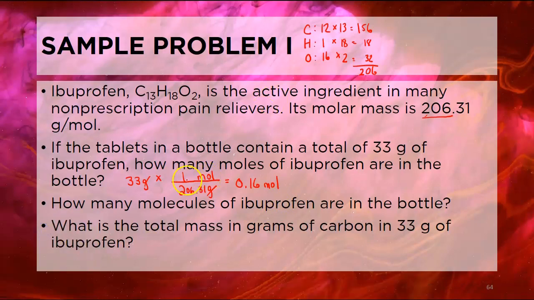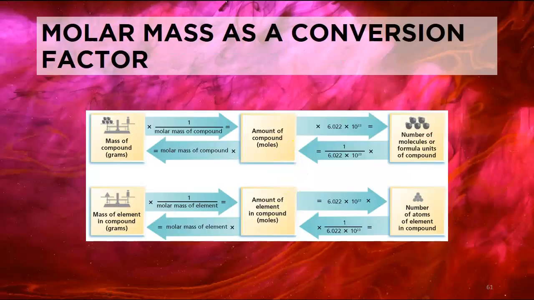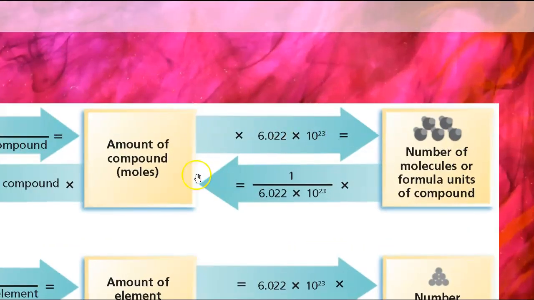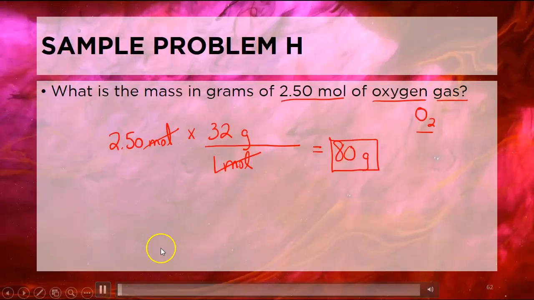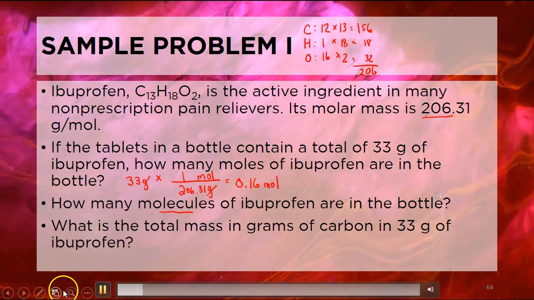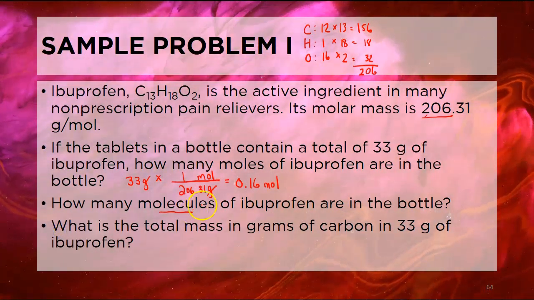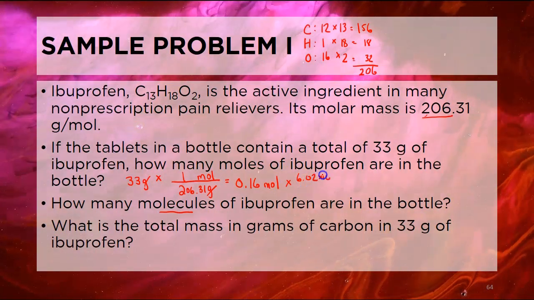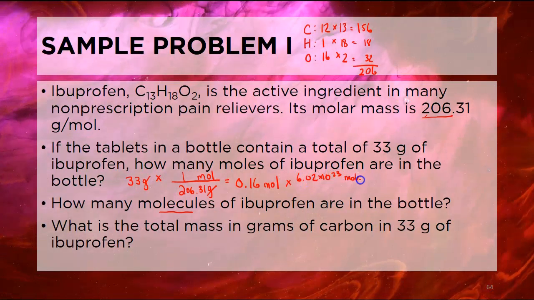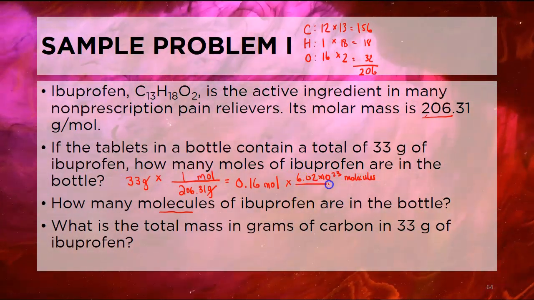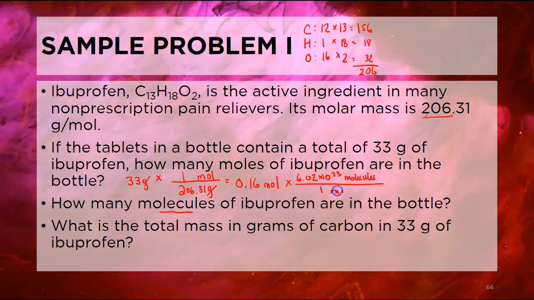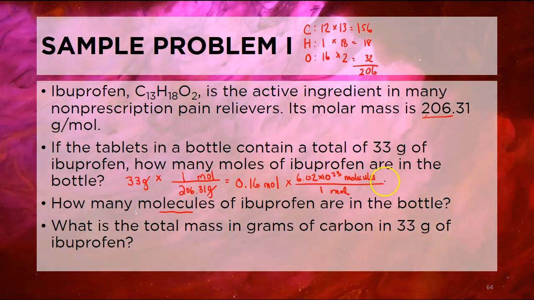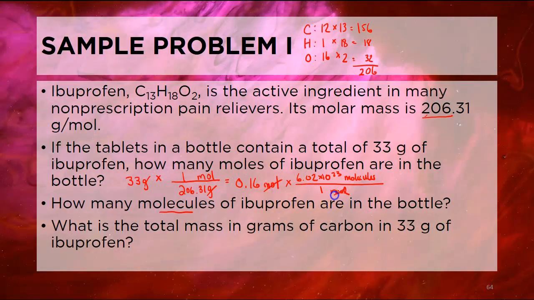So this next question asks me how many molecules. So to get molecules, if I have moles, this should be review. If I have moles, number of molecules is just times Avogadro's number. So I'm going to take that number that I just got, the 0.16, times Avogadro's number. It's unfortunate that molecules has the same first 3 letters as mole, but 6.02 times 10 to the 23rd molecules per mole. Moles cancel out.